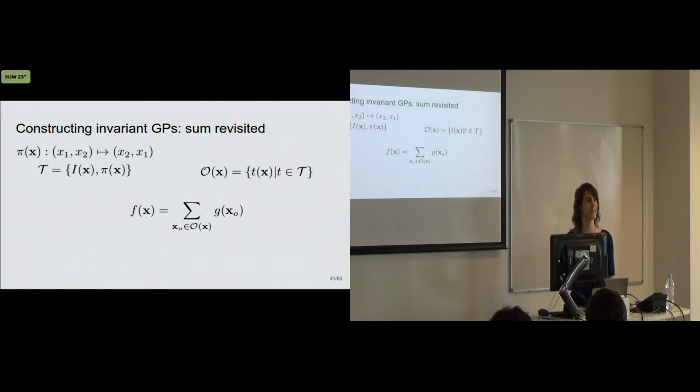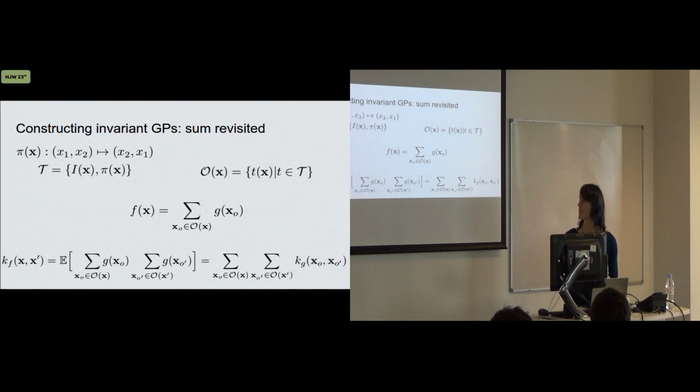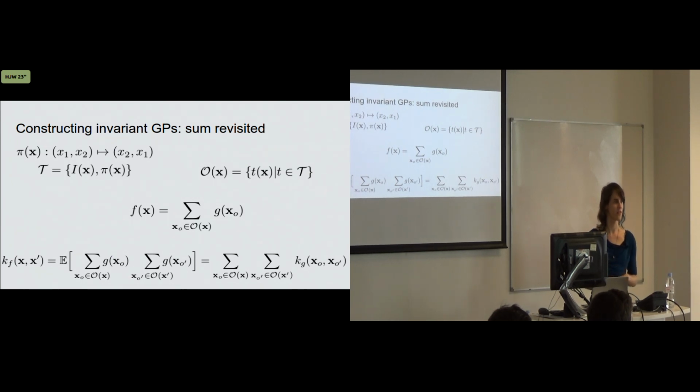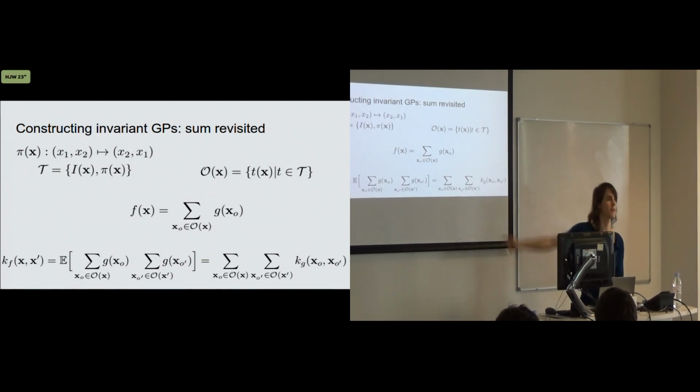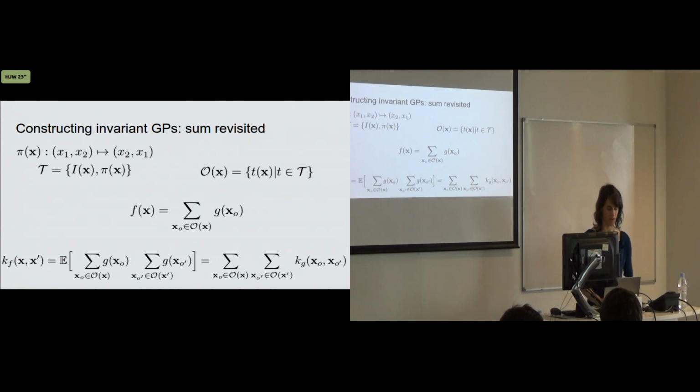If it is a finite set, then we can construct a kernel on F as before, just expanding the double sum and again making use of the definition of the kernel function. So it's now a double sum over orbits of the 2 points of the kernel on G that induces our kernel on the invariant functions.